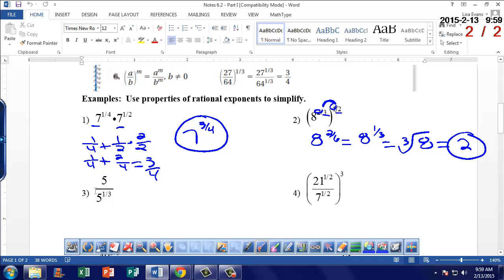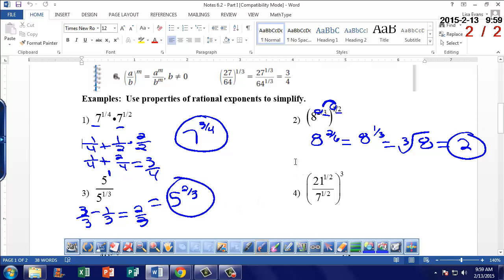Okay, now this one. Number 3, we're dividing. Remember, when we divide like bases, we subtract exponents. This top 5 has an exponent of 1. So you're doing 1 minus 1/3. I can change this 1 into 3/3. So when I subtract those fractions, I get 2/3. Where do you put 2/3? Where's the bigger exponent on top? 1 is bigger than 1/3. So my answer is 5 to the 2/3. I know I cannot take the cubed root of 5, so I stop.